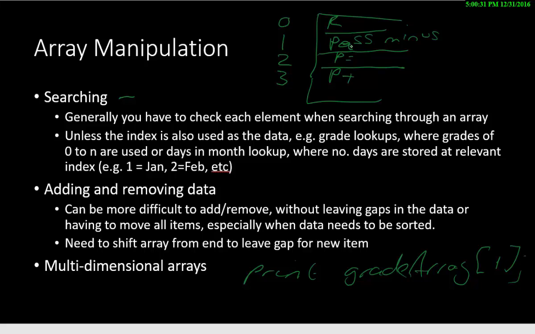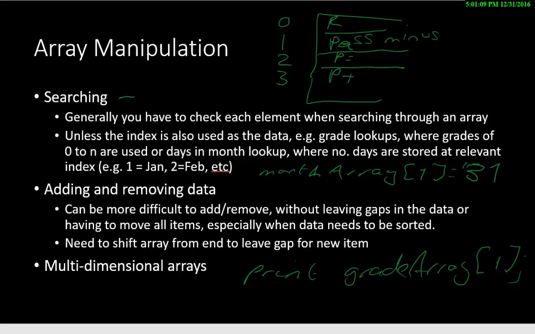So you could use it as a grade lookup, or you could use it for the number of days in a month: month array 1 would be equal to January, how many days are in January, that sort of thing. You could use it to store that type of data, and it'd be quite quick then to access. It can be accessed in a random high speed way. Otherwise, you'd have to check each element when searching through the array.